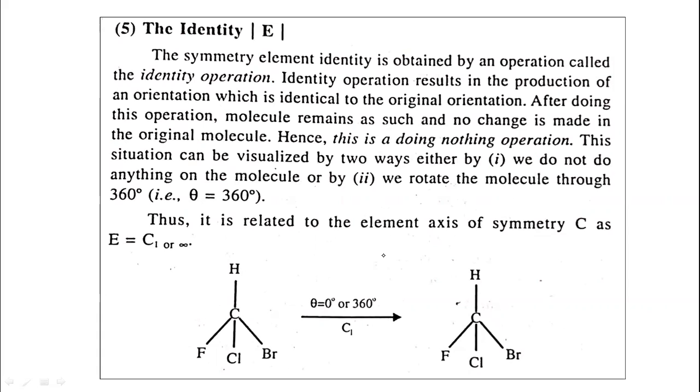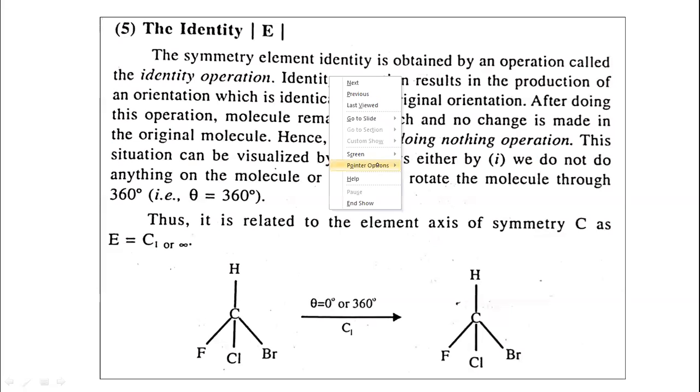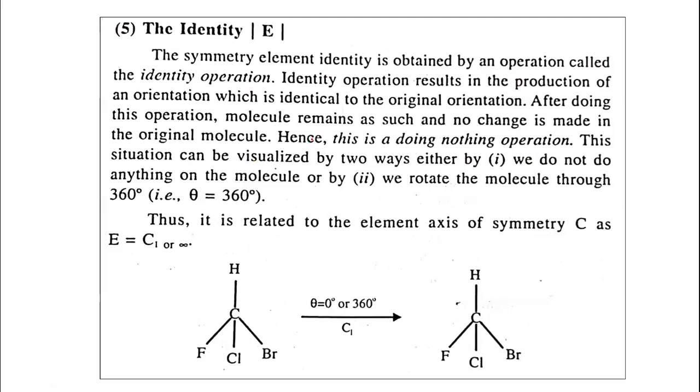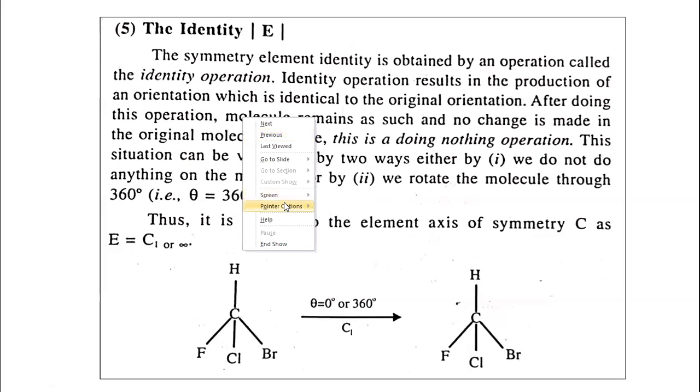You can see here, two points are given. First, we do not do anything to the molecule. And second, we rotate the molecule through 360 degrees. Let us show this by taking the example of a water molecule. Identity operation: we represent the water molecule in this way.